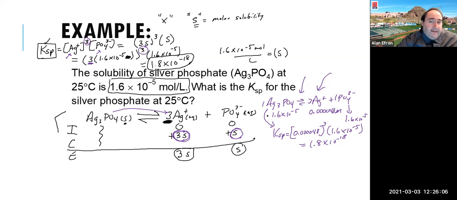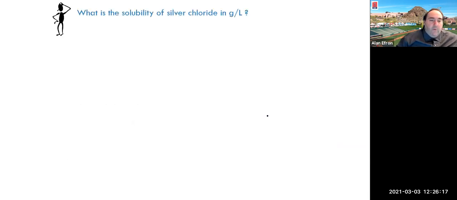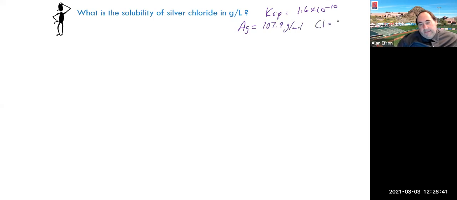Okay. So again, in this situation where you're trying to find the KSP, you don't necessarily have to do the ice table, but it may be helpful. So why don't you try one here and see what you come up with. What is the solubility of silver chloride? Let me give you the KSP to use. Why don't you use the KSP is 1.6 times 10 to the minus 10. And you might need some molar mass. So silver, what is that? That is like 107.9, I think. And chlorine is 35.45 grams per mole.